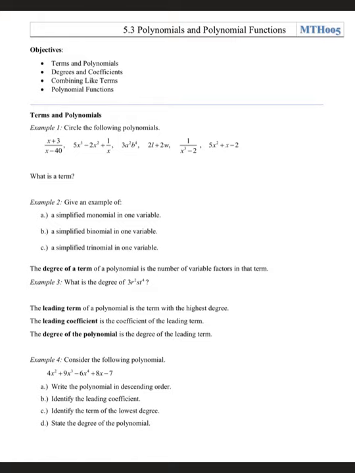These are words that are very important, not just in this class, but as you progress onto your other classes, because these things have an important value, especially as we move through your math courses. Okay, so the first one, terms and polynomials.